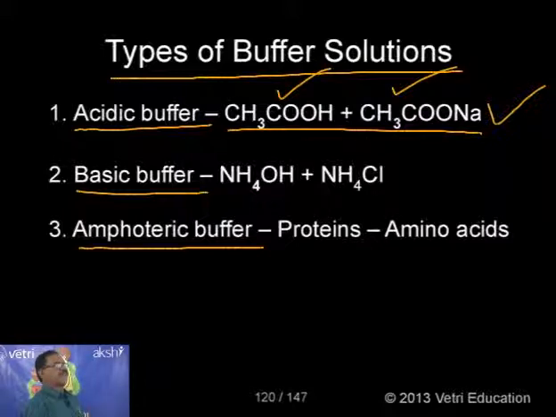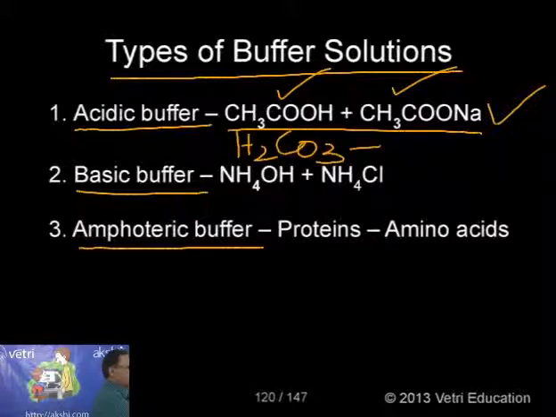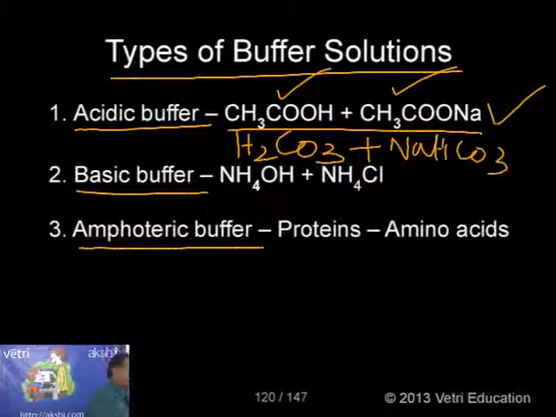So this is an acidic buffer. I can give a number of examples. Another example is carbonic acid, which is a weak acid, and the corresponding salt, sodium bicarbonate. That way I can give examples. So this is the acidic buffer.